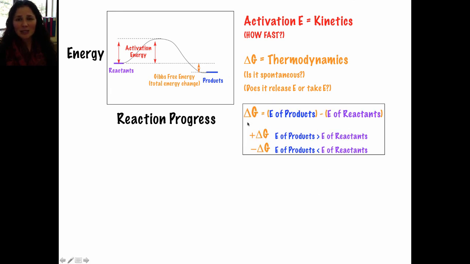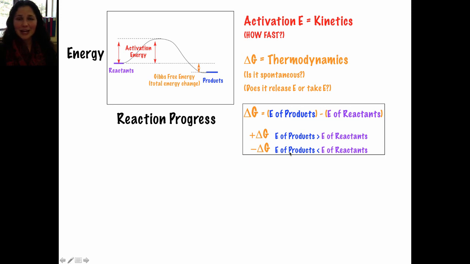Let's talk a little bit about this delta G value. The delta G is defined by the energy of the products minus the energy of the reactants. Let's just talk about this in a qualitative sense. If the energy of the products is larger than the value of the reactants, then you're subtracting a smaller number from a larger number, and this will give you a positive value overall. This positive value has meaning, and I'll show you that on my next slide.